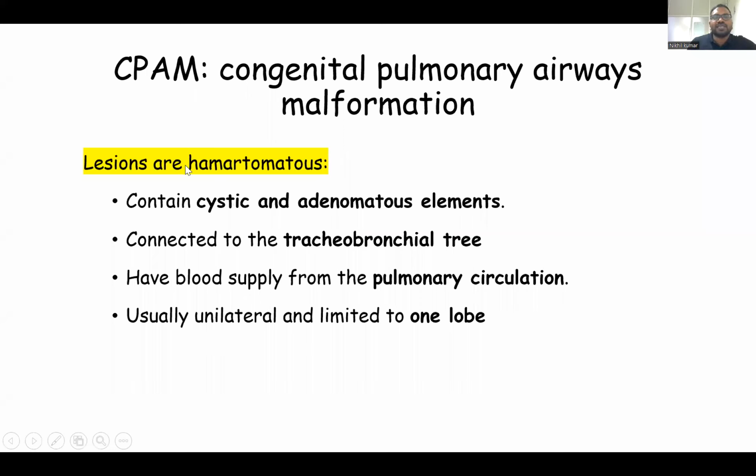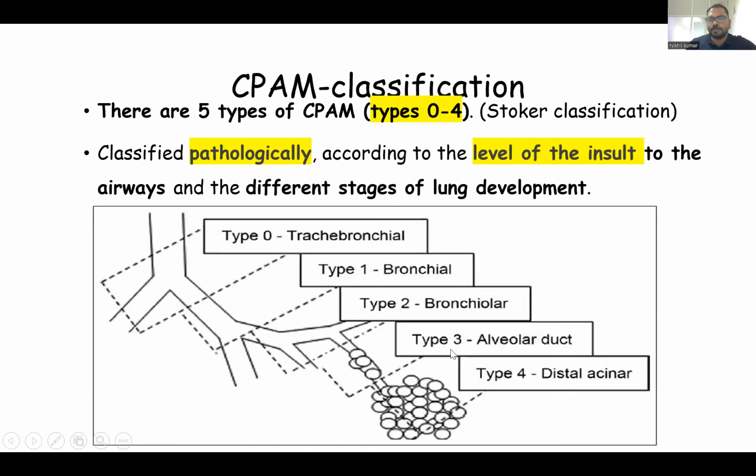Lesions in CPAM are mainly hamartomatous, contain cystic and adenomatous elements connected to the tracheobronchial tree, have blood supply from the pulmonary circulation, and are limited to one lobe only. So this is the CPAM classification. There are 5 types of CPAM, type 0 to type 4, by the Stocker classification, classified pathologically according to the level of insult of the airway and the different stage of lung development.